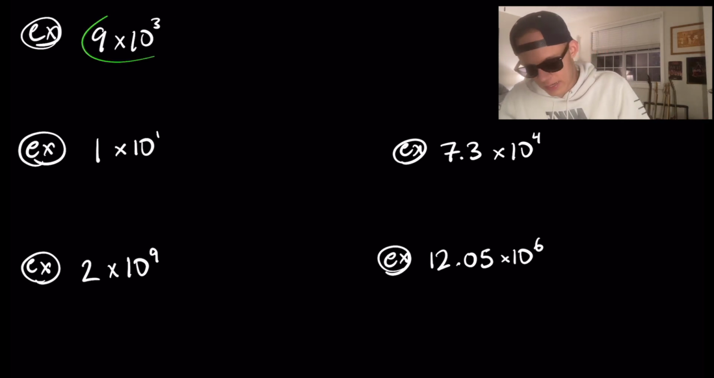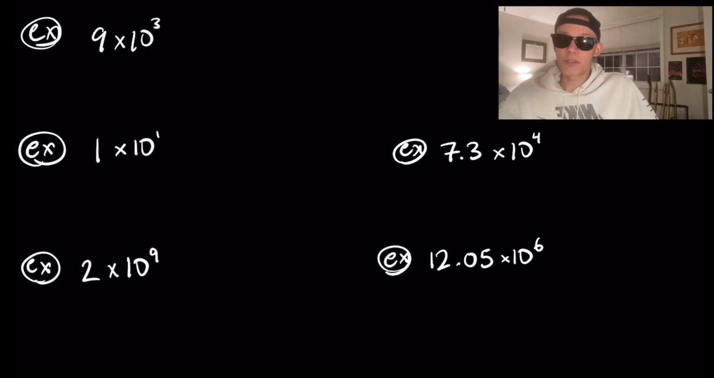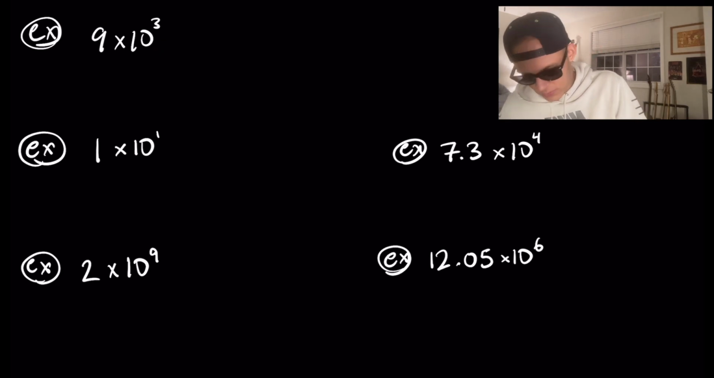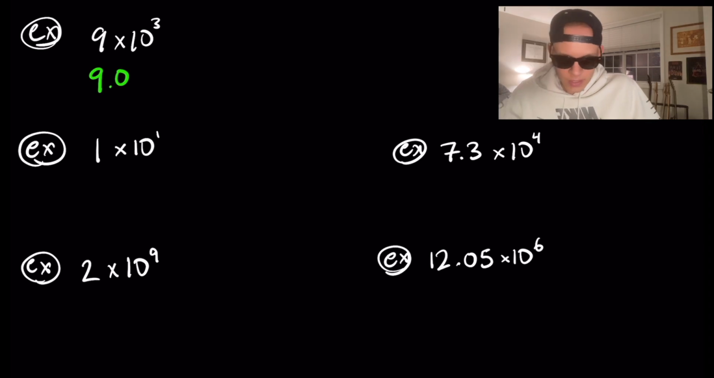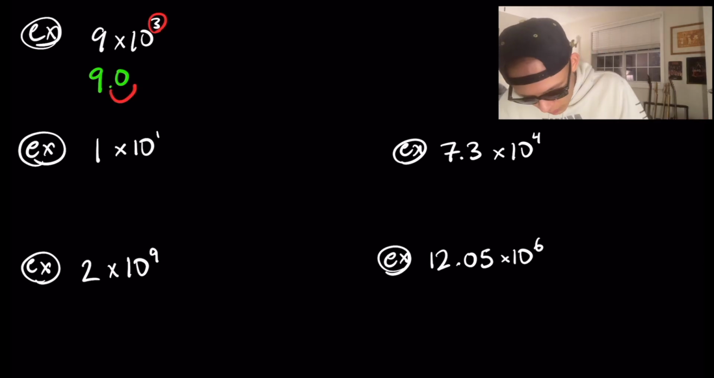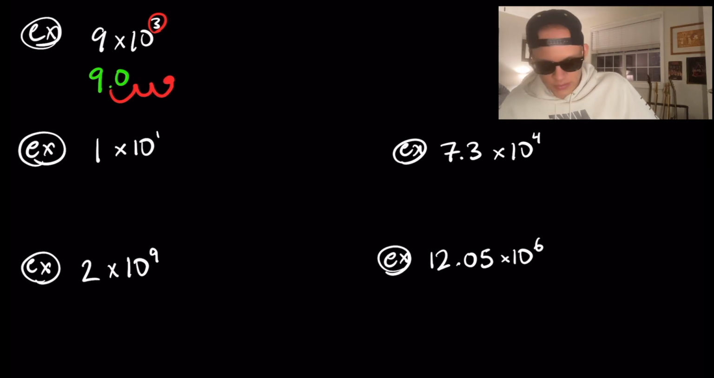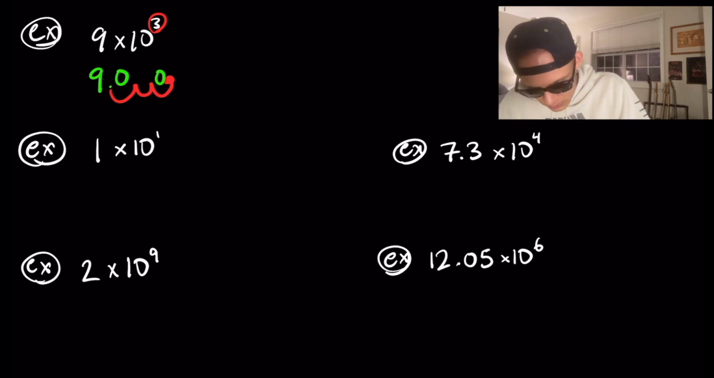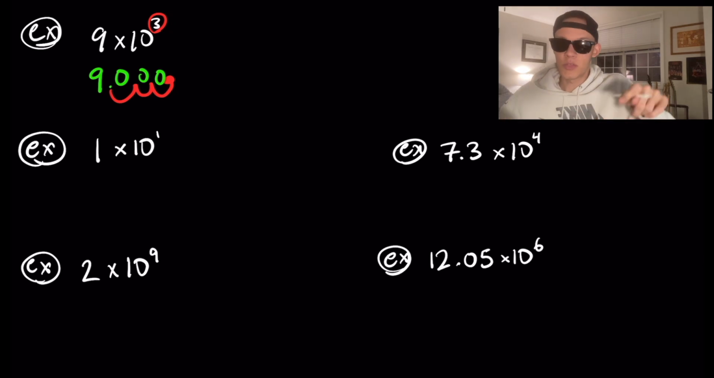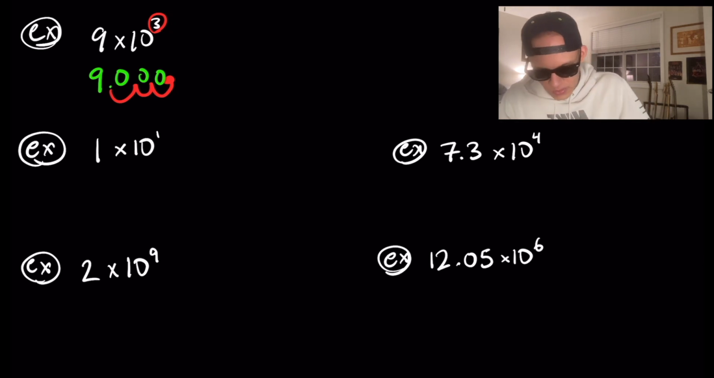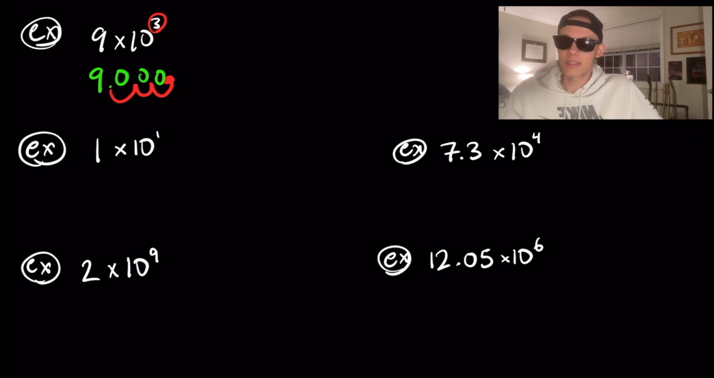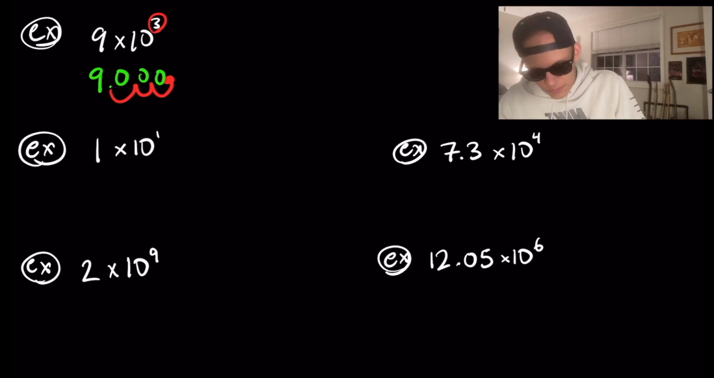Here are some examples to practice what we just talked about. Over here, 9 times 10 to the 3rd. I'm going to write 9 as a decimal first, so 9.0. Then we're going to move the decimal place to the right because the exponent is a positive 3, and we're going to move it 3 places. So 1, 2, 3. The decimal place is there, and we're going to put zeros in those spaces leading up to it. So 9 times 10 to the 3rd, expressed in standard form, is going to be 9,000.